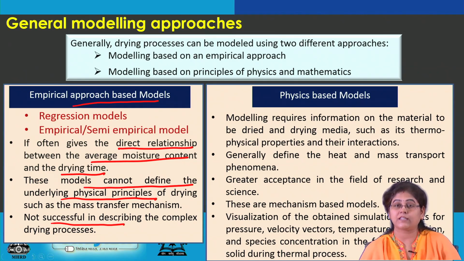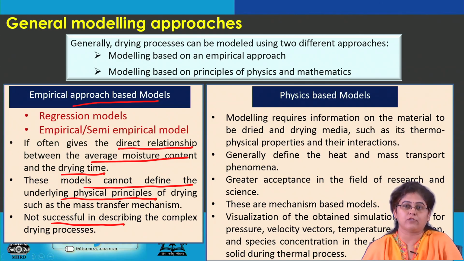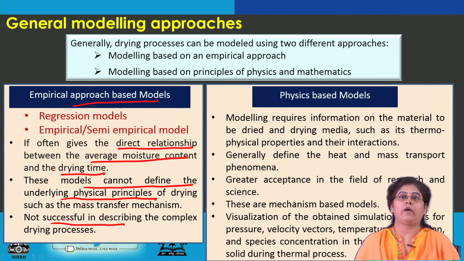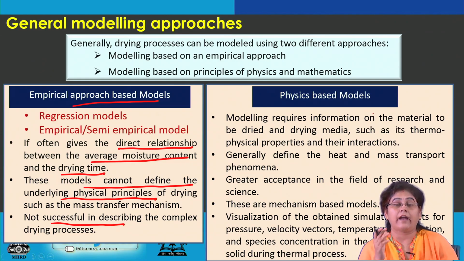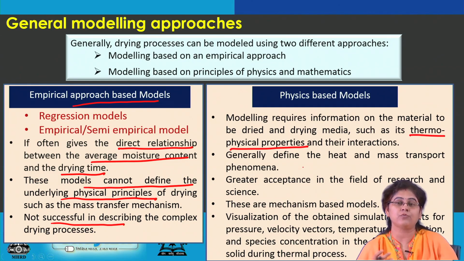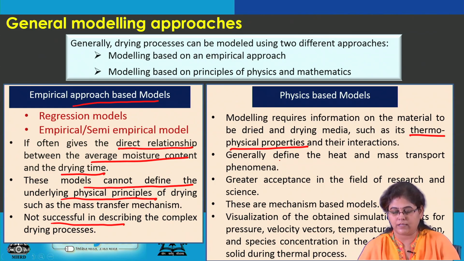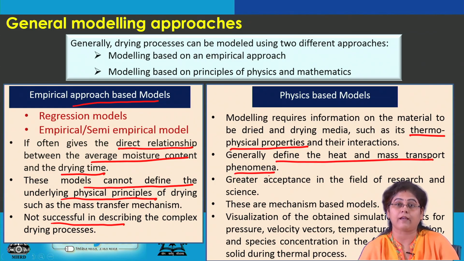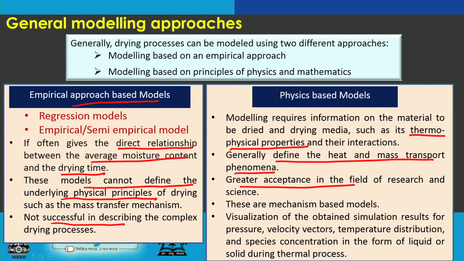In this context, physics based models are widely employed and appreciated. In physics based models, the modeling requires information on the material to be dried and the drying media, such as the thermophysical properties of the food materials and the interaction with the food matrix, which is very importantly taken care of during development of the model. Basically, this model defines the heat and mass transport phenomena effectively. It has greater acceptance in research and development. These are mechanism based models. Through these models we can visualize the results for pressure variations, velocity variations, temperature distribution and moisture distribution during different thermal processes.